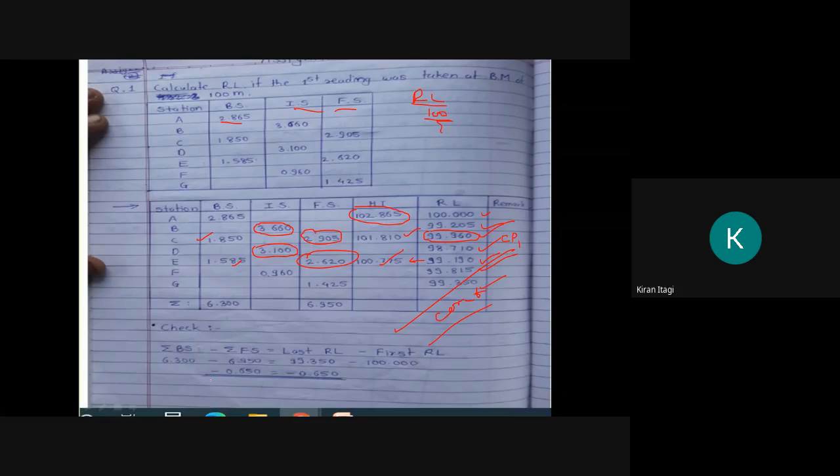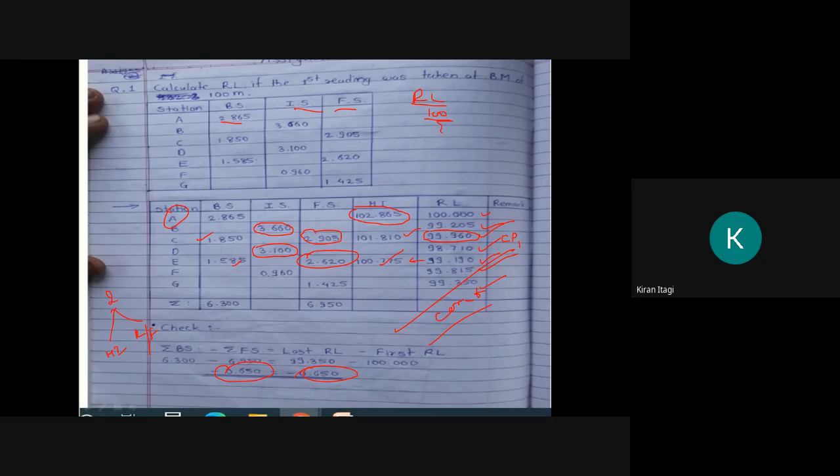This is correct. And Chuck is also correct. Okay, no problem. So try to solve the numericals. I have given the two numericals. Solve them by both the height of the instrument and the rise and fall method.